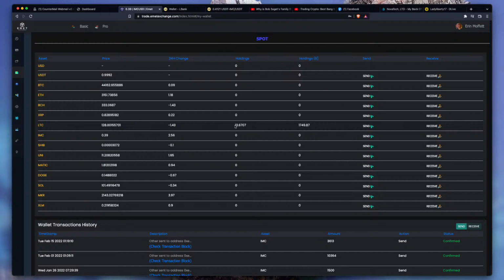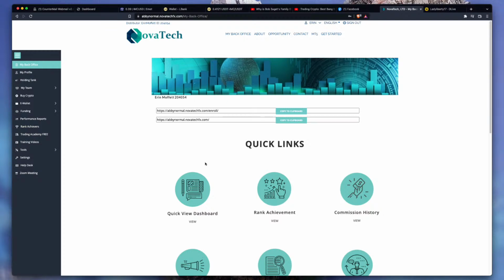I have this in here. If I do want to cash out to my bank, I have the option. I might just send this over to Novatech and earn 4 to 5% a week on it. So you can keep referring to this. I don't have to keep saying it.